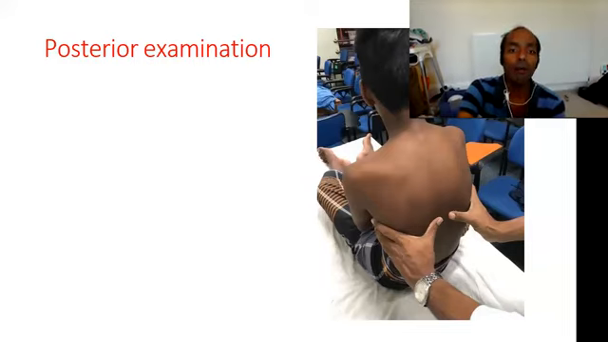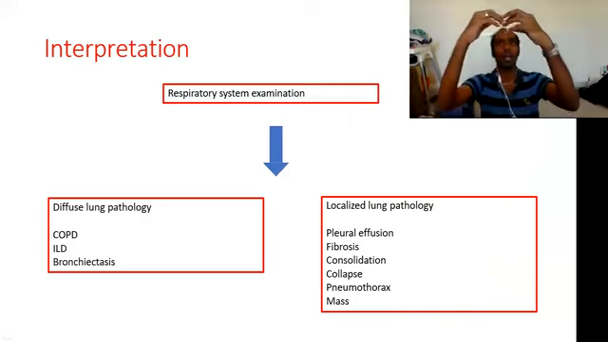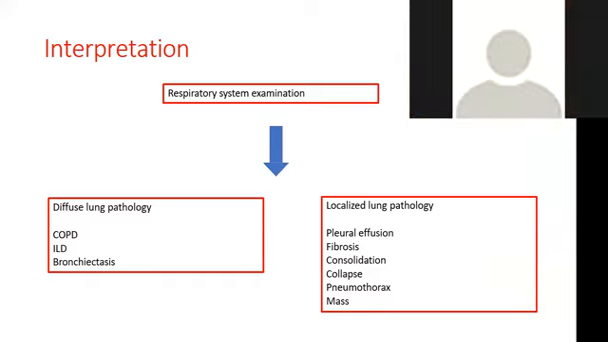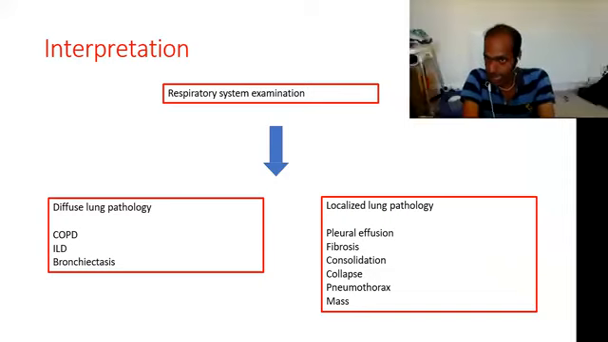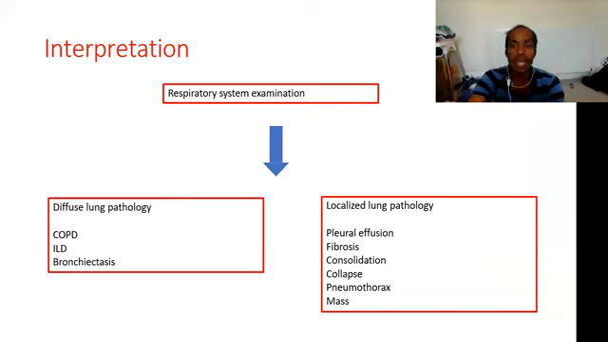Now, when you are faced with diagnosing a respiratory problem, we look at it in a very simplistic manner. How do you put all of this together? When you are doing the respiratory system examination, if you find that your findings are bilateral, this indicates a more diffuse pathology. So if it's bilateral, it indicates a diffuse lung pathology.